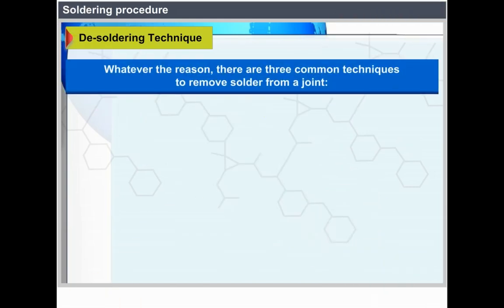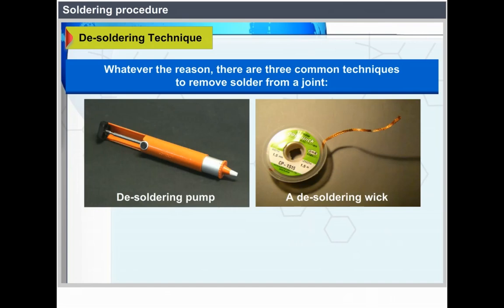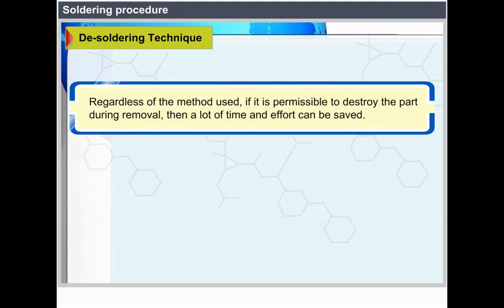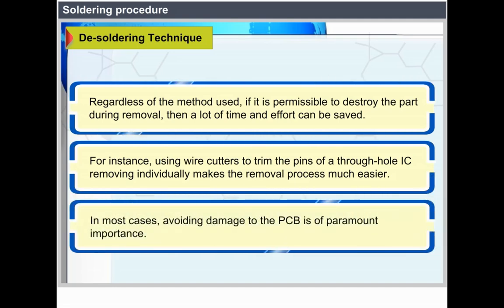Whatever the reason, there are three main common techniques to remove solder from a joint: using a desoldering pump, a desoldering wick, or a desoldering iron. Regardless of the method used, if it is permissible to destroy the part during removal, then a lot of time and effort can be saved. For instance, using wire cutters to trim off all the pins of a through-hole IC so that they can be removed individually makes the removal process much easier. In most cases, avoiding damage to the PCB is of paramount importance.